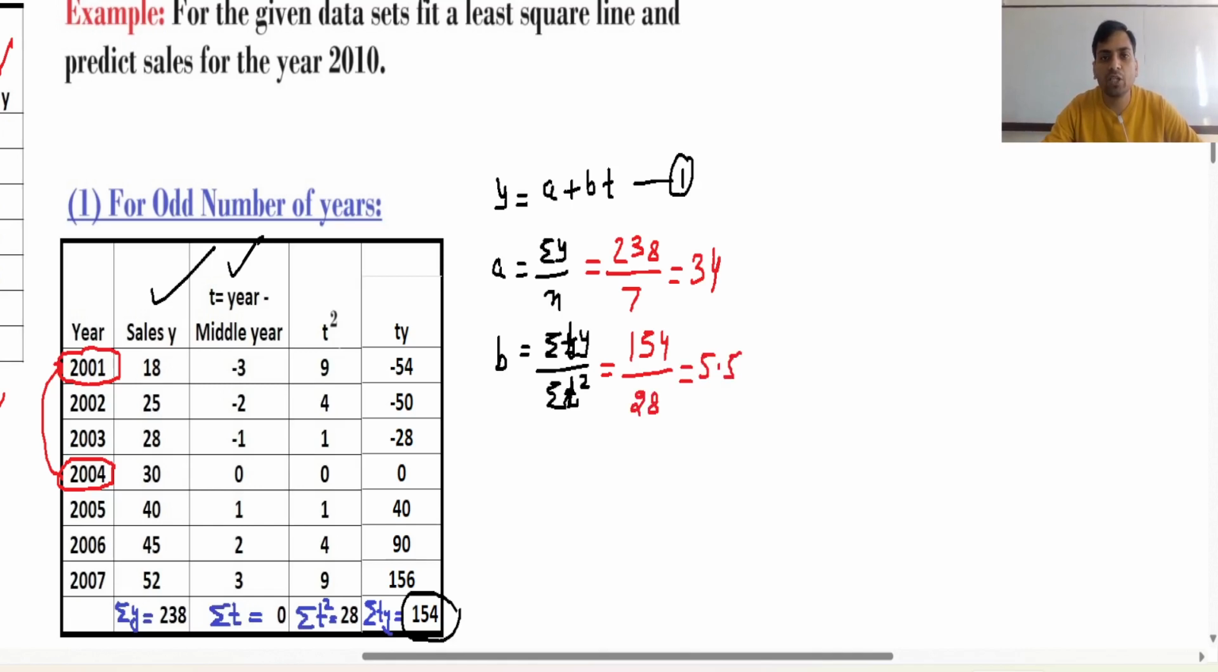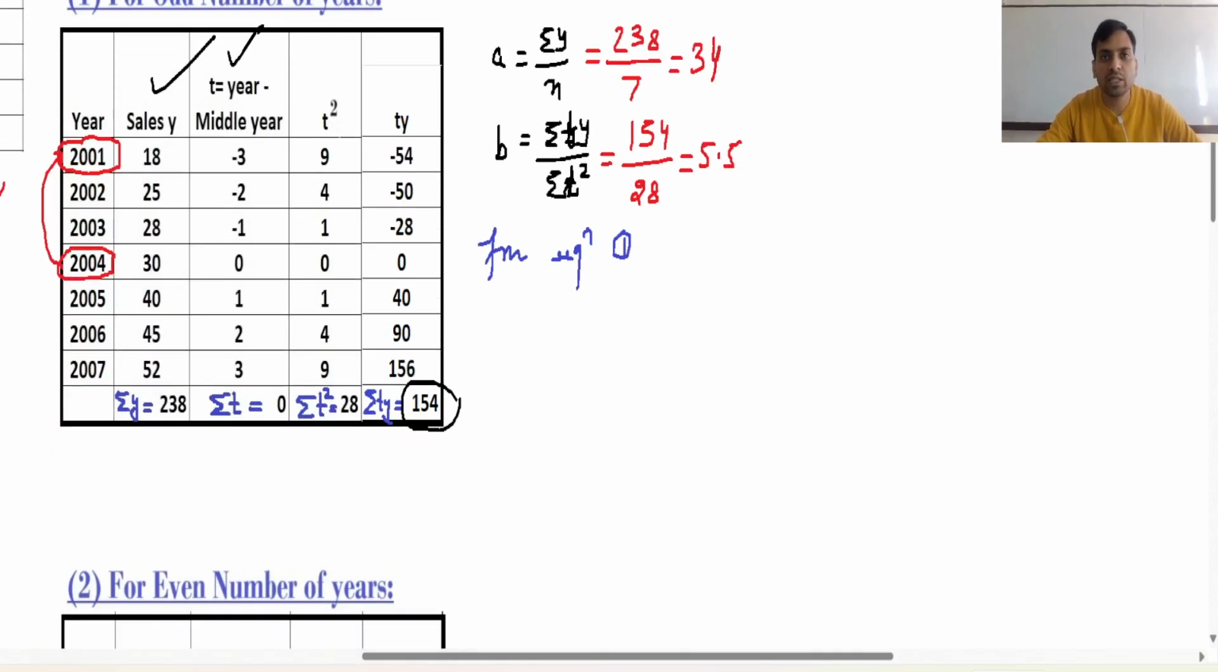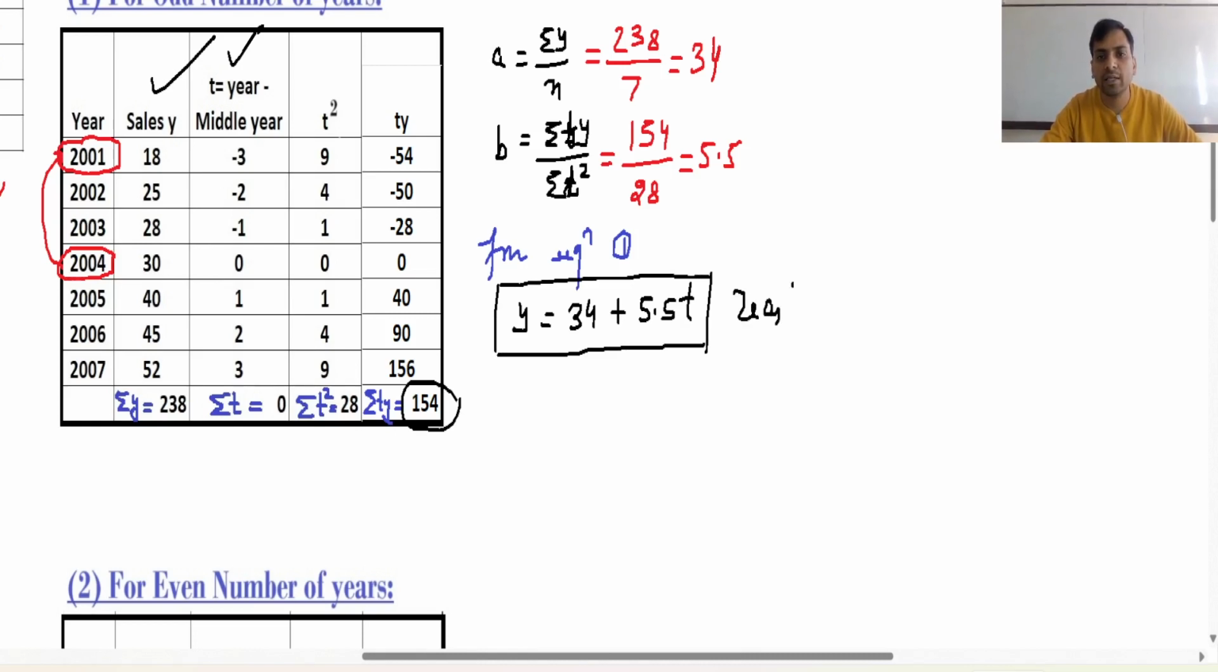Now from equation first, you will see this equation as y equals a plus bt. a is 34 plus 5.5t. So this is the trend line or least square line for the given data. This is known as the least square line.